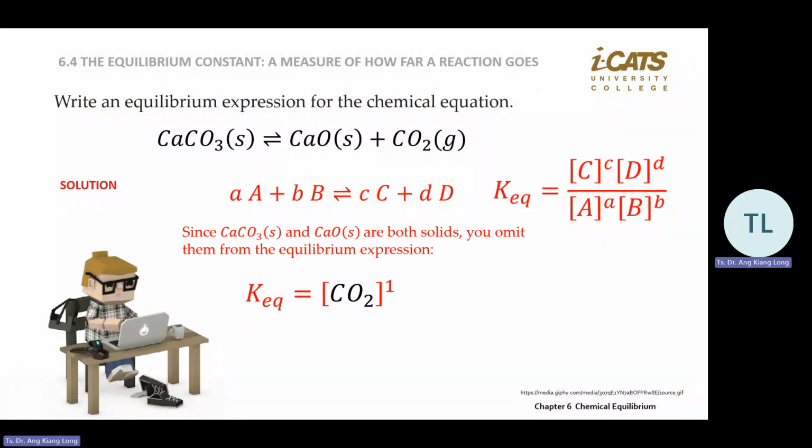The rest you read. So again, this is just to show you that if there is a solid, you don't need to write it. Means A, you don't need to write. B, you don't need to write. C, you don't need to write. You only write D.